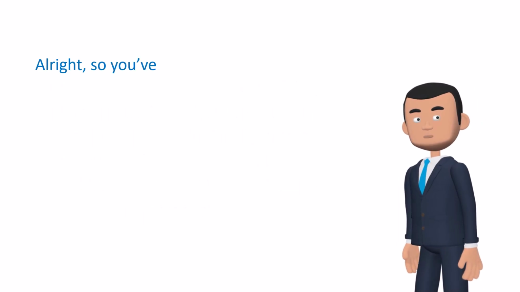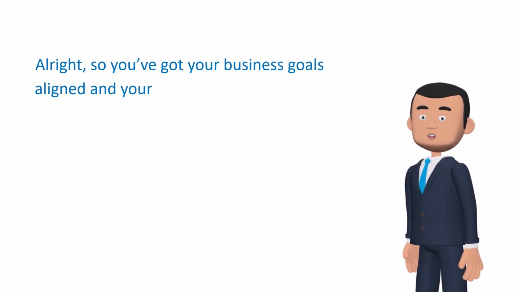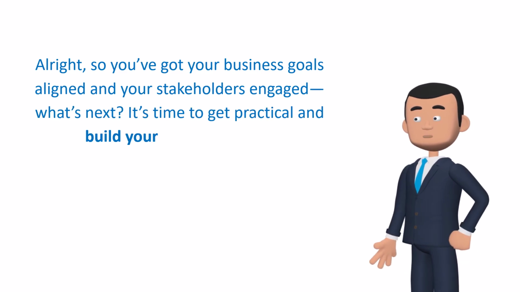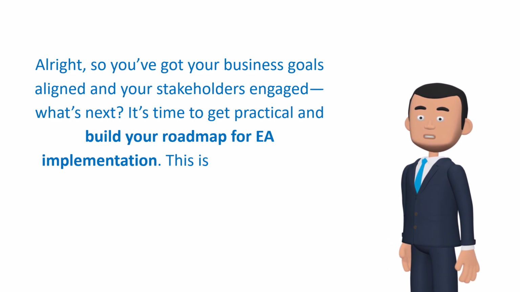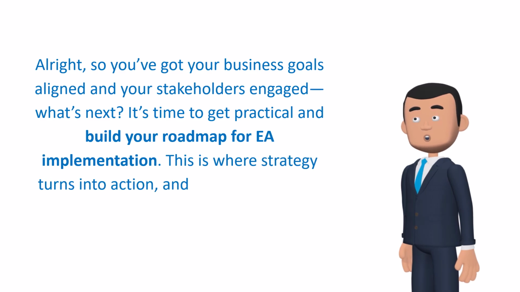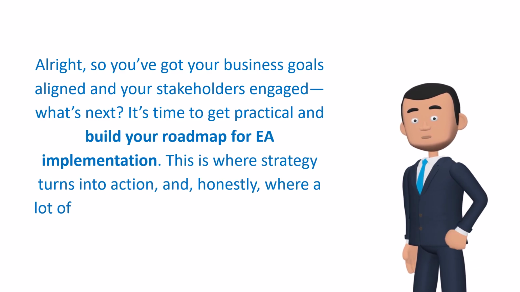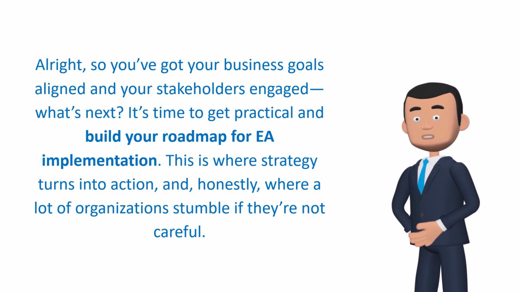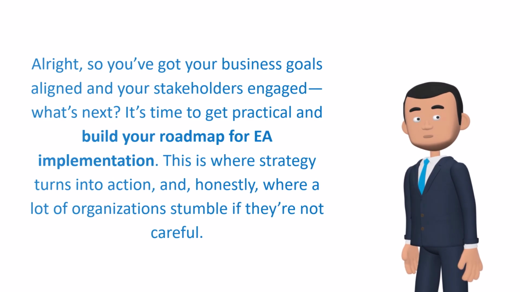All right, so you've got your business goals aligned and your stakeholders engaged. What's next? It's time to get practical and build your roadmap for EA implementation. This is where strategy turns into action. And honestly, where a lot of organizations stumble if they're not careful.